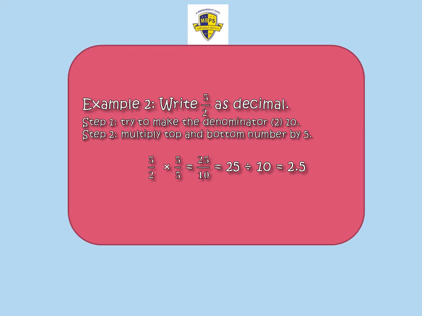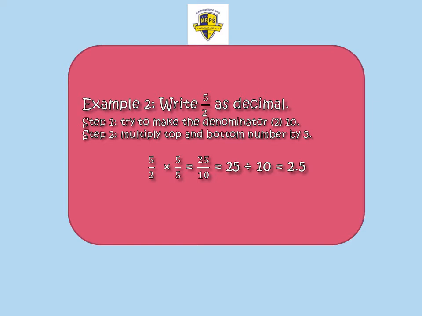Okay, another example. We want to write 5 out of 2 as a decimal. The denominator here is 2. Can we make 2 into 10, 100 or 1000? Yes, excellent. We can make it 10 by multiplying by 5. Good job. So we multiply the numerator and denominator by 5. 5 multiplied by 5 equals 25. 2 multiplied by 5 equals 10. So it's 25 out of 10.